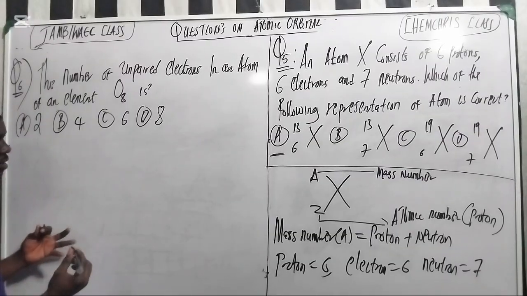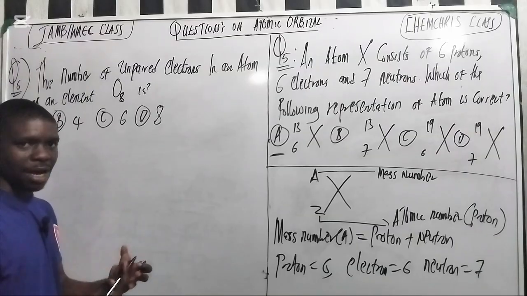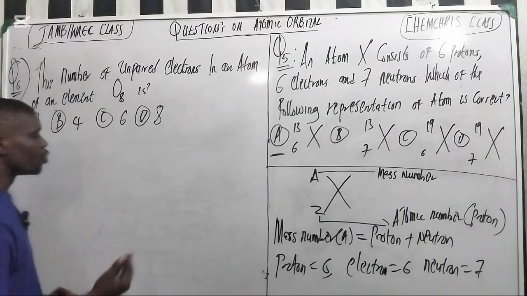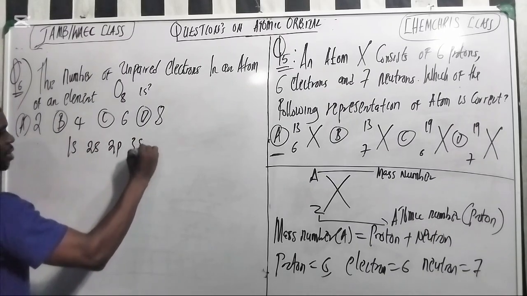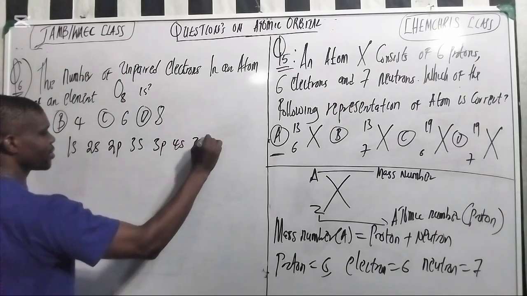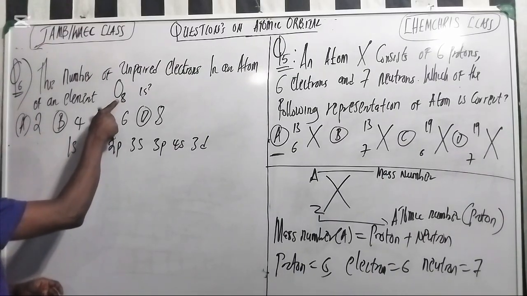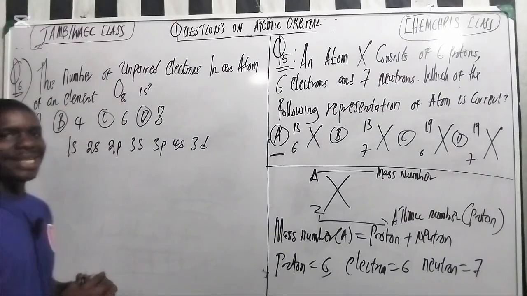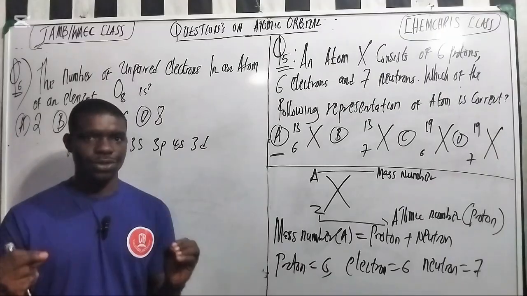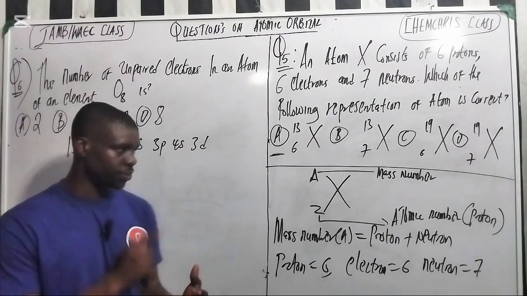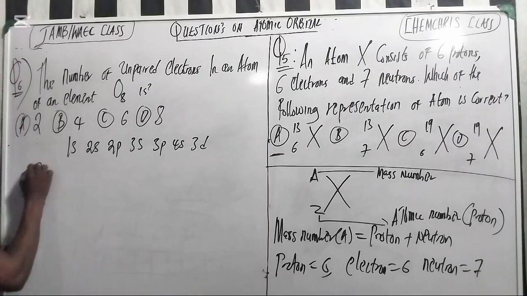Remember, I gave you something: whenever I want to write the electronic configuration of any atom at all, as far as JAMB, WAEC, NECO, O-level, you only need this: 1s, 2s, 2p, 3s, 3p, 4s, 3d. These are the things you need. So here we have 8. The atomic number is 8. Remember, in a neutral atom, the atomic number and the electron number are equal. So we have 8 electrons here for oxygen.